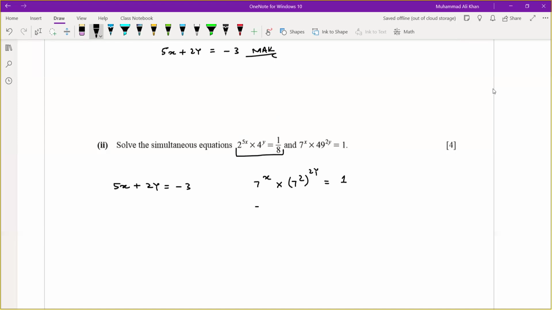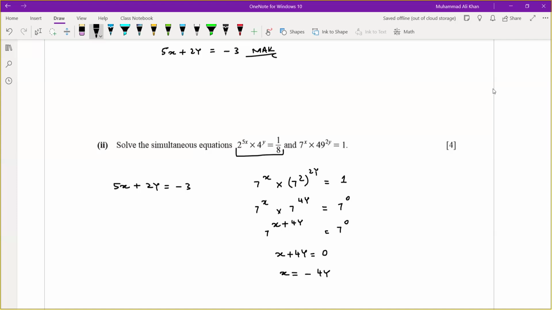Now, 7 power x multiplied by 7 power 4y equals to, anything power 0 is equals to 1. So I'm writing here 7 power 0. So this one will be 7 power x plus 4y. This is the same multiplication, so powers will add, equal to 7 power 0. And now we can say that x plus 4y equals to 0. This is equation 2. And by this, the value of x is -4y.